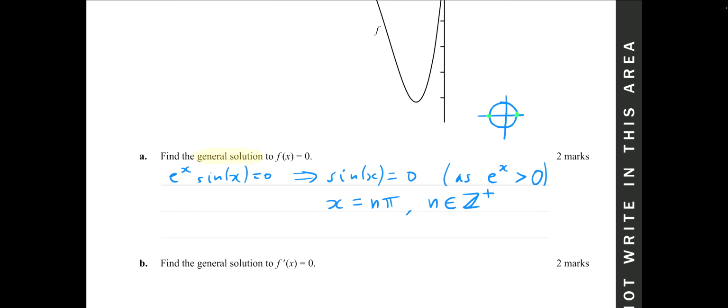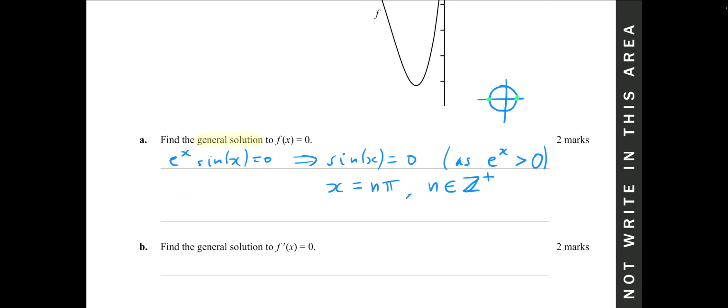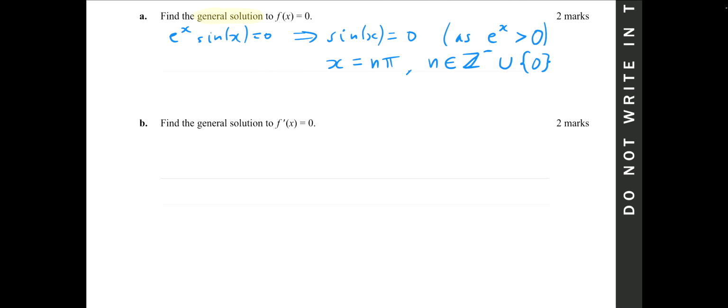plus. However, 0 is also included, that intercept right there, the one at the origin. There we are, so that intercept at the origin. Now Z plus, or Z minus I should say, does not include the 0 number. So we're going to have n an element of Z minus, and we're going to union the number 0. So in other words, n is all negative integers as well as the number 0. And that is the general solution to that equation.